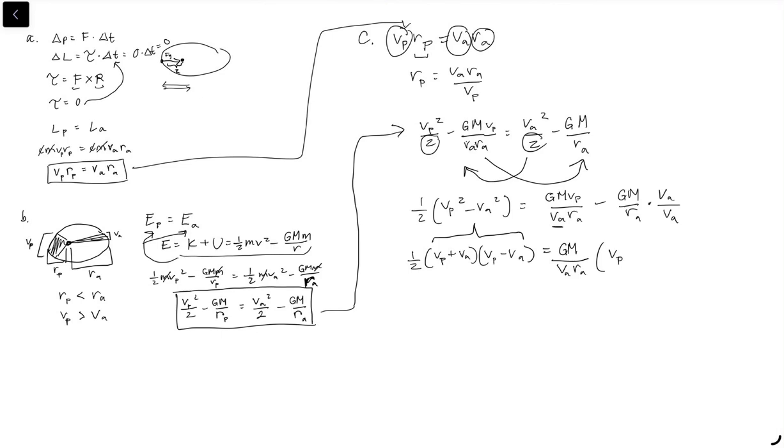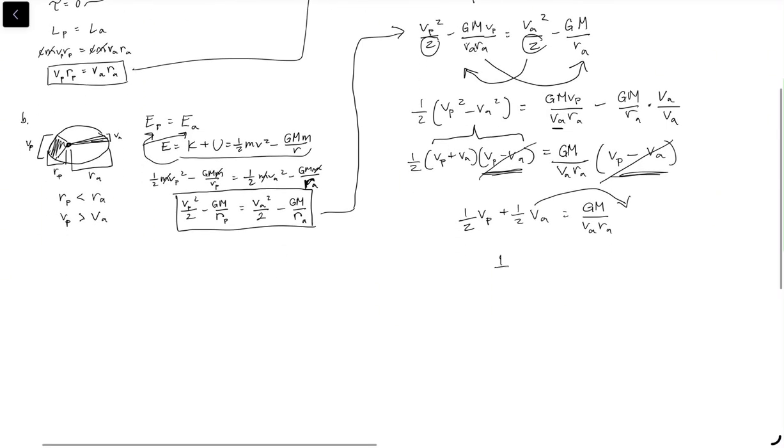And then VP minus VA. Okay, and what I'm seeing here is that this term cancels with this term, so let's rewrite it. 1/2 times VP. Actually, I'm going to expand this. Equals to GM VA RA. And I want to isolate for VP, so I'm going to subtract this over to the other side. And then multiply both sides by 2.